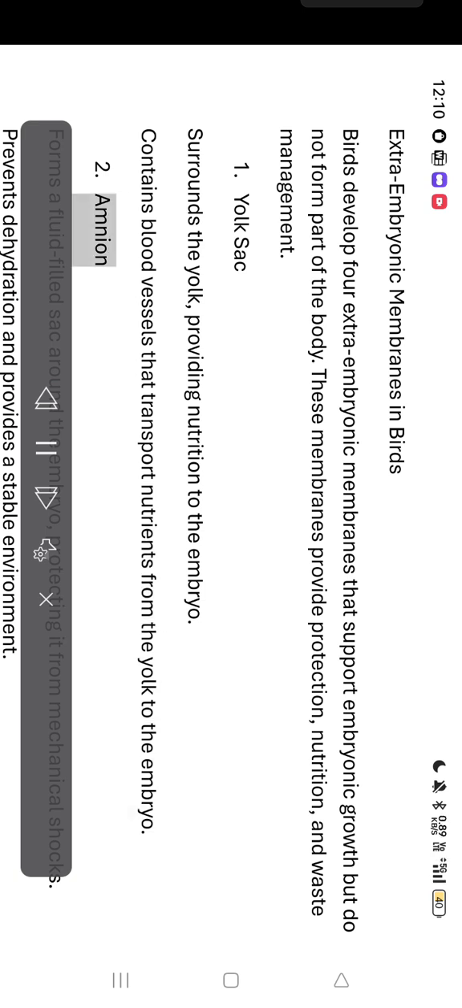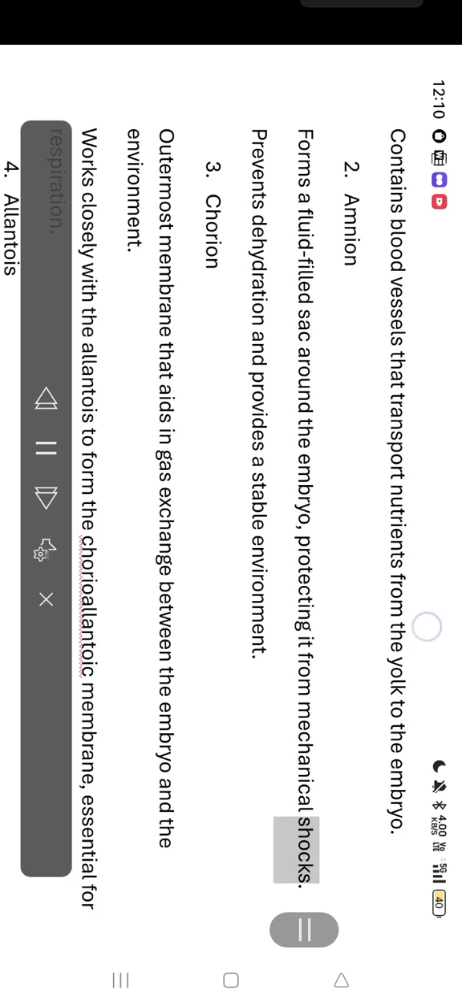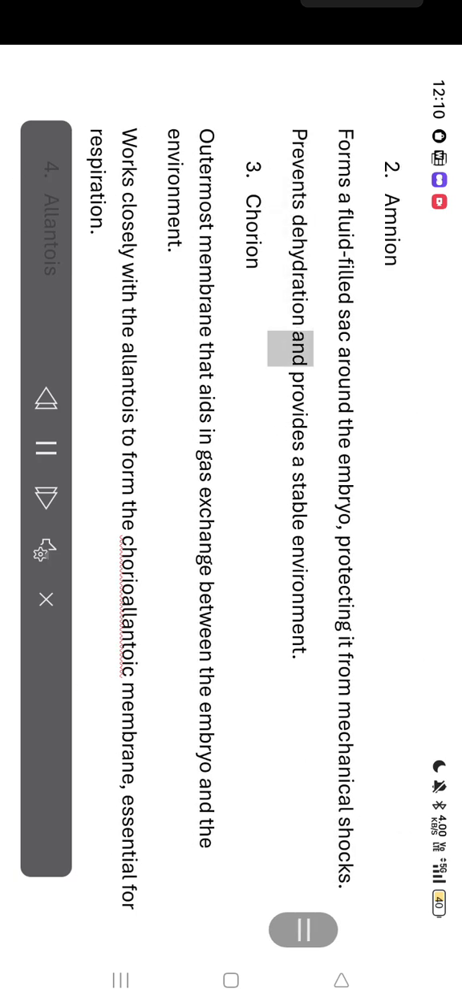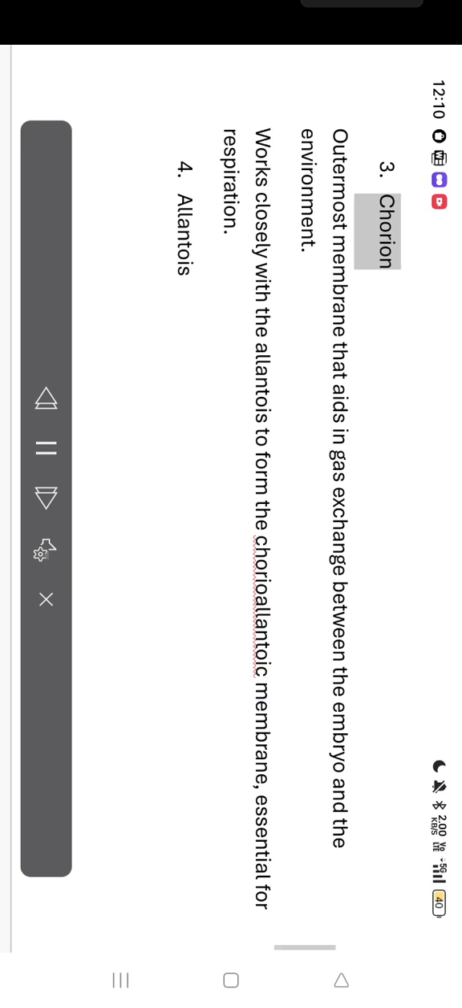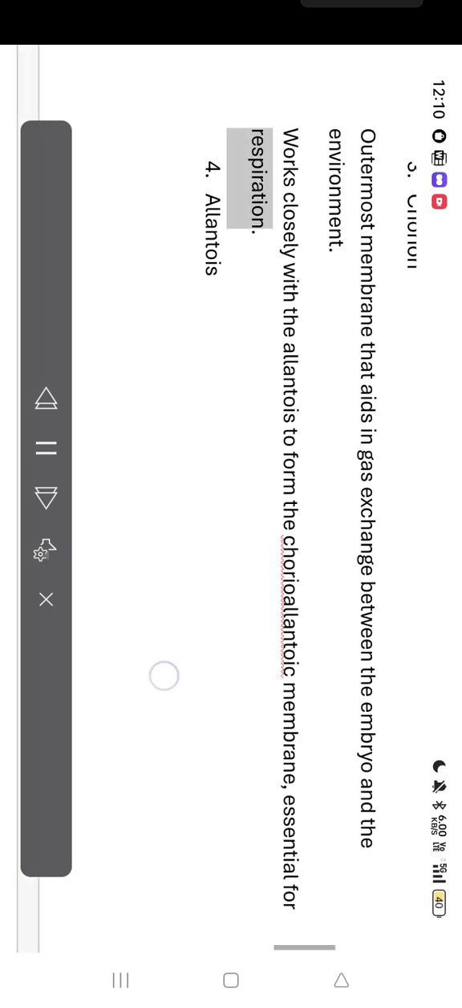Amnion. Forms a fluid-filled sac around the embryo, protecting it from mechanical shocks. Prevents dehydration and provides a stable environment. Chorion. Outermost membrane that aids in gas exchange between the embryo and the environment. Works closely with the allantois to form the chorioallantoic membrane, essential for respiration.